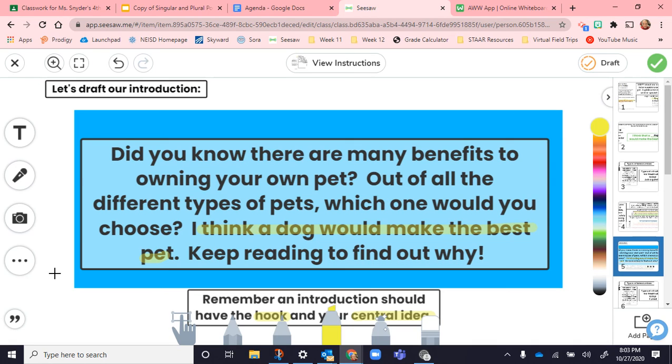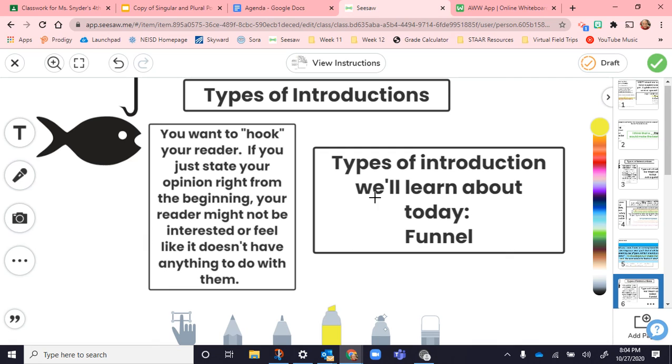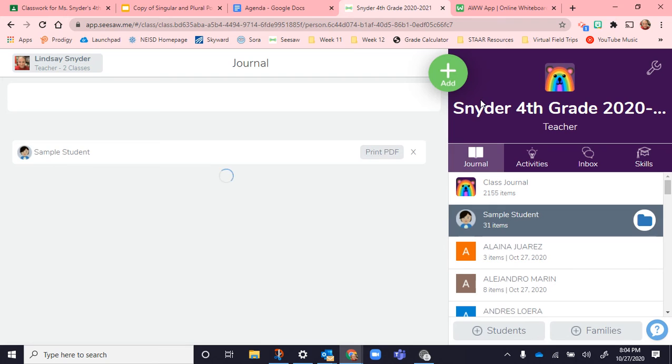So the order, just like we were talking in math about how order is important, same thing here. That structure is important. All right. So we are going to continue tomorrow. Tomorrow we're going to be introduced to another way of introducing. So instead of asking a question, we're going to talk about funnels tomorrow. So hit draft so that we can continue that tomorrow.